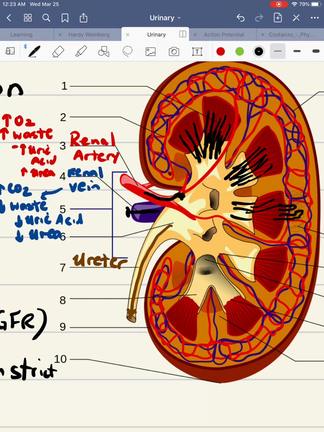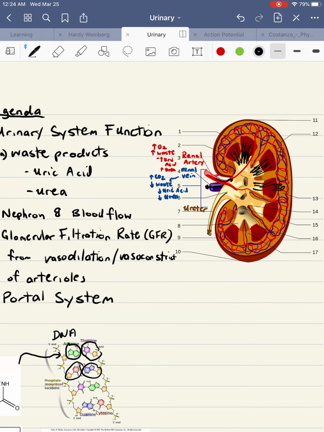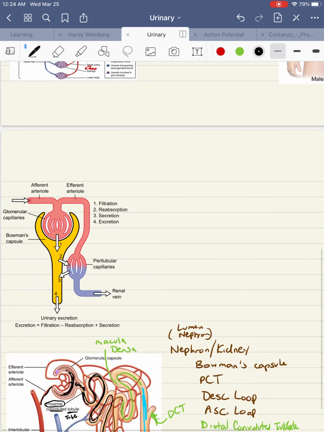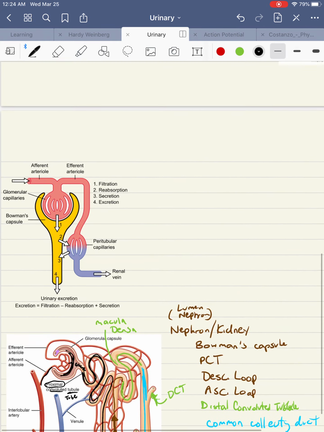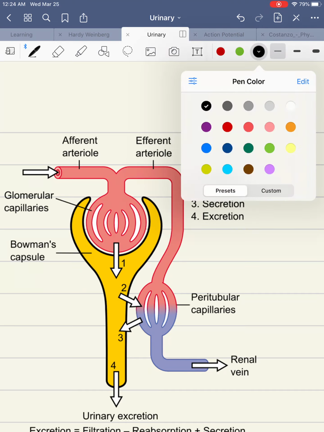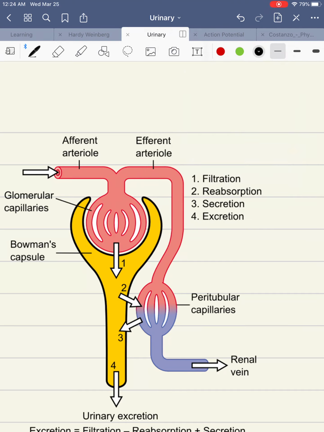And eventually it's going to come out through the renal vein. How does that actually occur? How does this blood flow actually occur? Well, I'm going to zoom in, and we're going to come into this diagram over here. Right? So you actually have a few blood vessels.